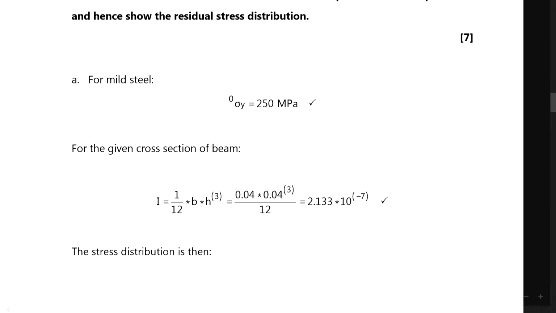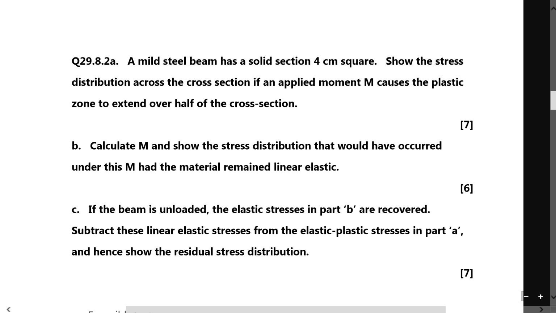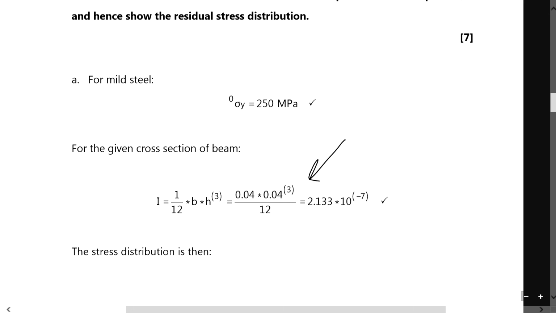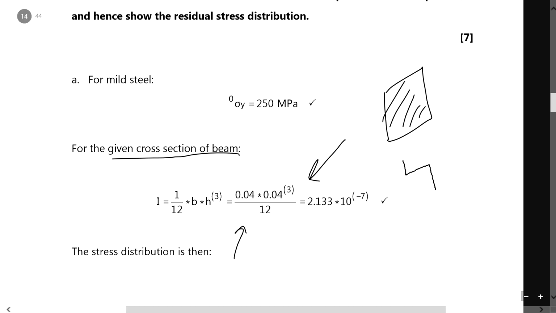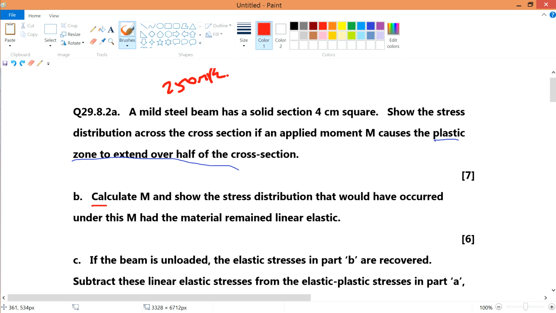So far so good. The question didn't ask you to find your I, your second moment of area, but I don't know why the answer itself won't calculate it for you. It says that for the given cross section of the beam, so I think he's trying to show you that this cross section is a full beam. It's not like a T shape or whatever. So he's trying to show you that the cross section is this region. And now it asks you to calculate M, your moment, and show the stress distribution. So you just have to calculate M first and see how it goes.